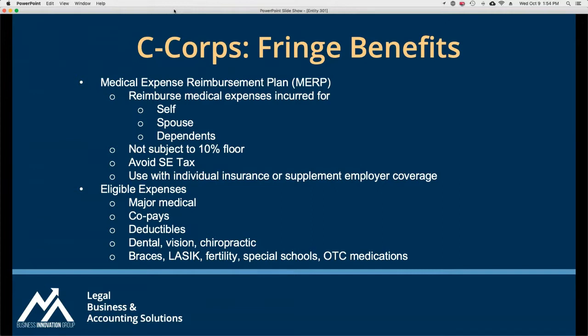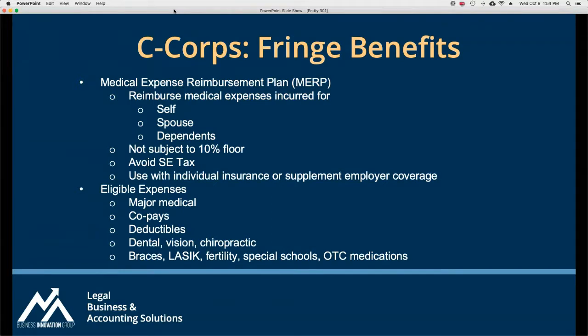Now, that said, you can't differentiate between owners and employees with a MERP. And so if you have a lot of employees, we're probably not going to implement this, because you're going to be reimbursing every employee for all of their major medical co-pays and deductibles, right? You have people running out and getting LASIK and braces. Your staff is going to look really great, right? But at the same time, maybe we want to keep it to smaller companies where it's really just family. Yeah, most of these are one man or one woman shows, typically, plus the spouse, plus the kids. Right. Great fit for that.